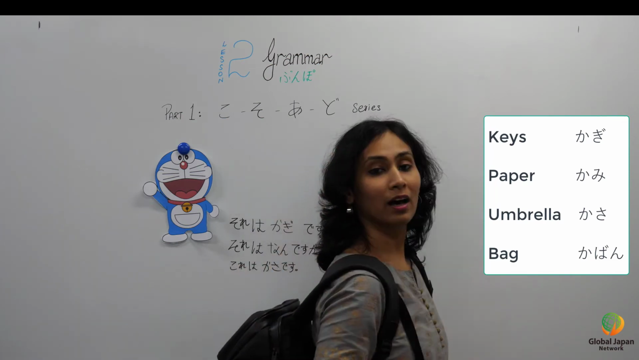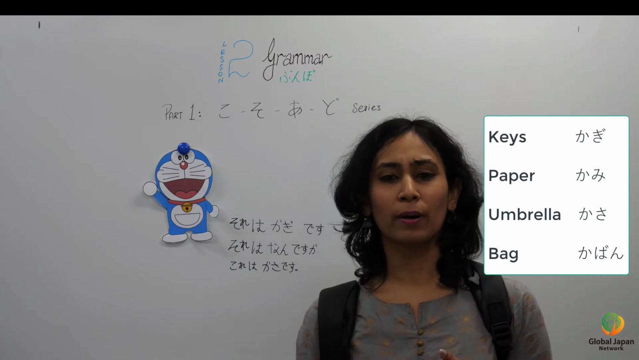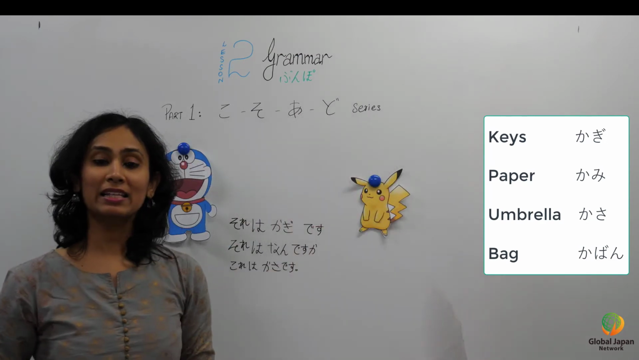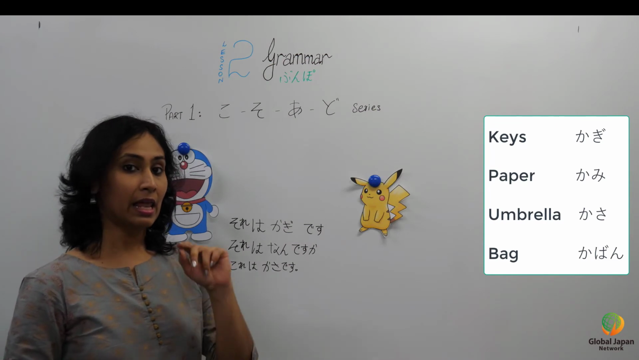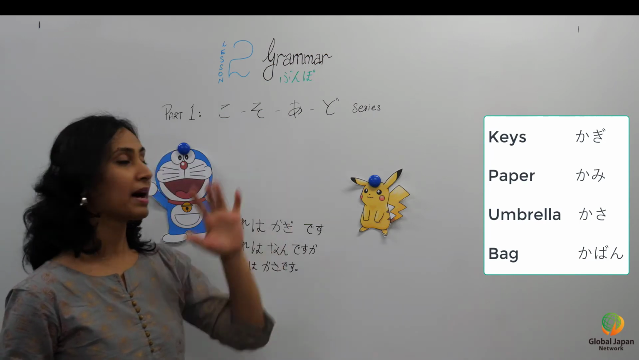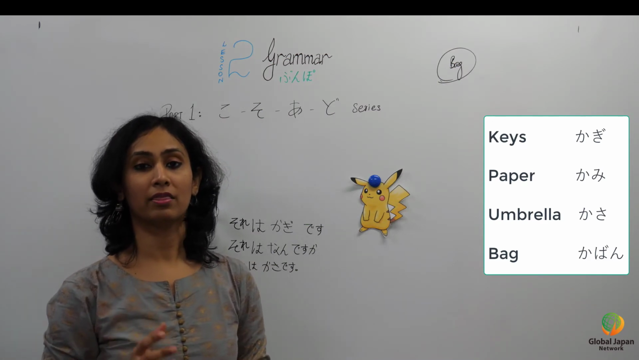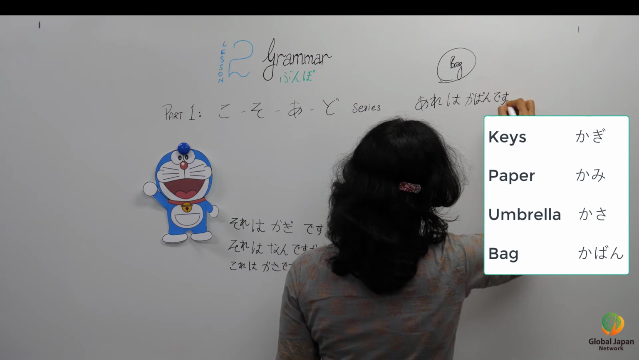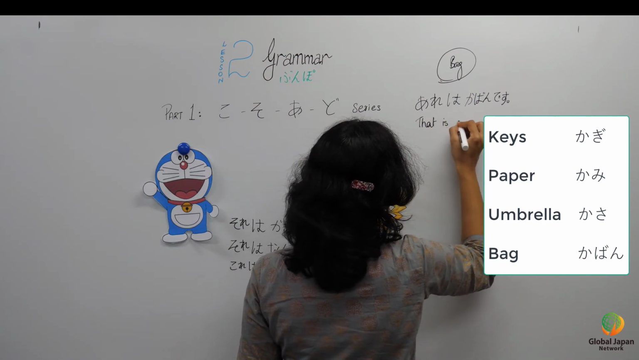The 4th object, this is the object bag. The word for bag is kaban. Kaban. Let's take the bag is placed far away from both of them. You frame out a sentence, not a question, a sentence for the bag. My answer? Are wa kaban desu. Are wa kaban desu. The translation of this sentence in English would be, that is a bag.